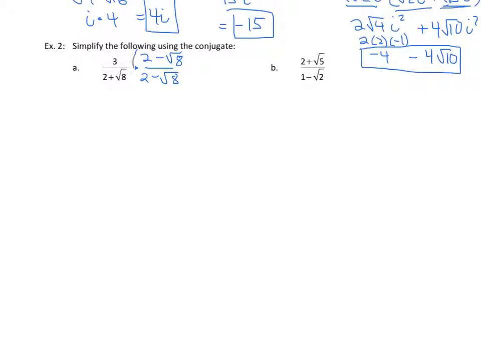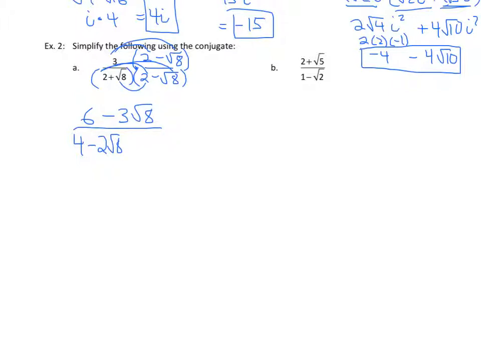Now on the top, I need to distribute. And we get 3 times 2 is 6. 3 times negative radical 8 is negative 3 radical 8. That can be simplified. I'll come back to it. On the bottom, I'm multiplying these two binomials, so I have to FOIL and multiply the first parts. We get 4. And multiply 2 times negative radical 8, and I get minus 2 radical 8.